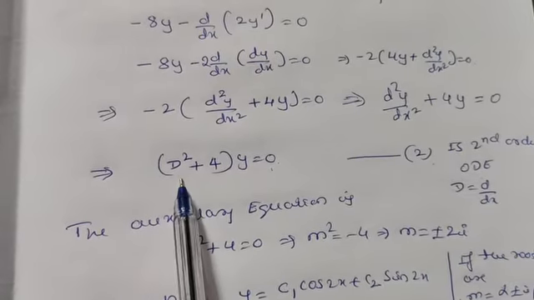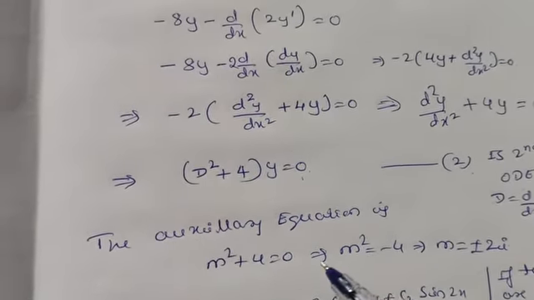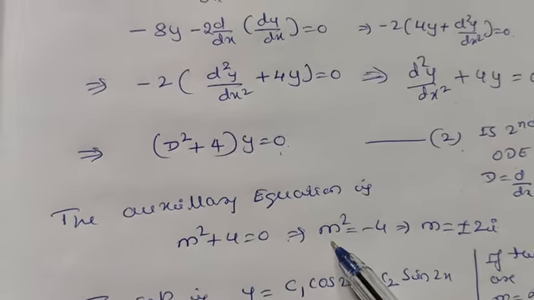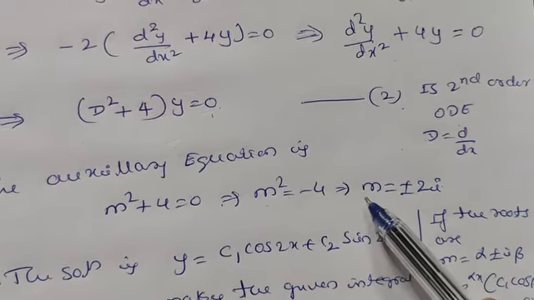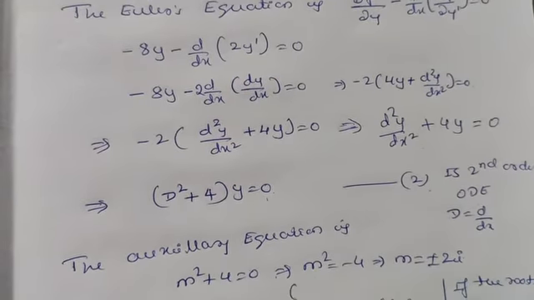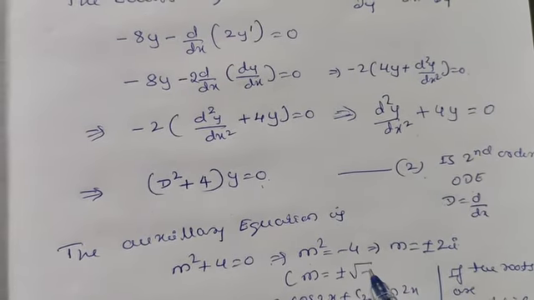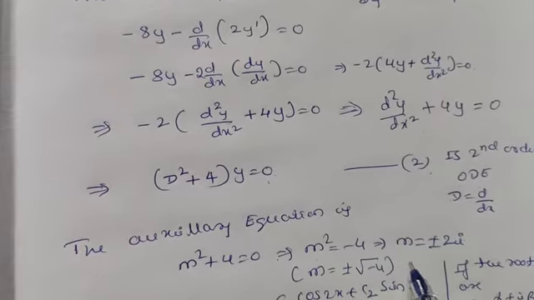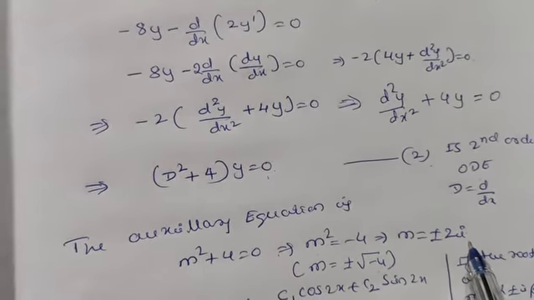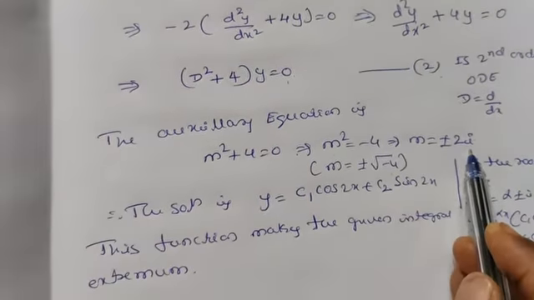So here the auxiliary equation for this equation is m square plus 4 is equals to 0. Find the value of m here. m square is equals to minus 4. This implies m is equals to plus or minus under root of minus 4. As we know that, under root of minus 4 is 2i. So we have m is equals to plus or minus 2i.